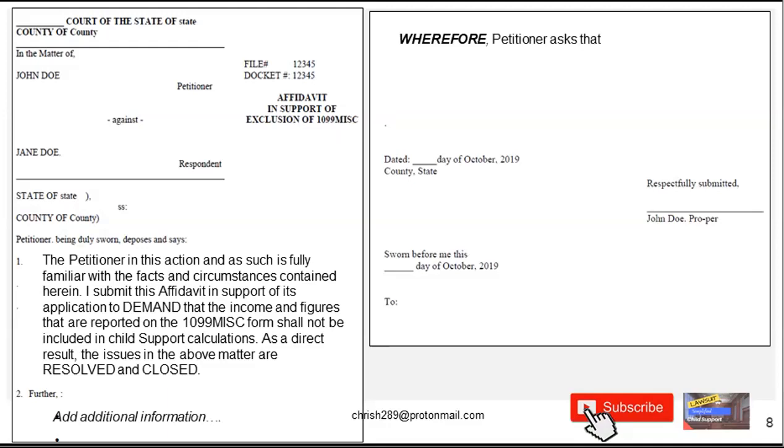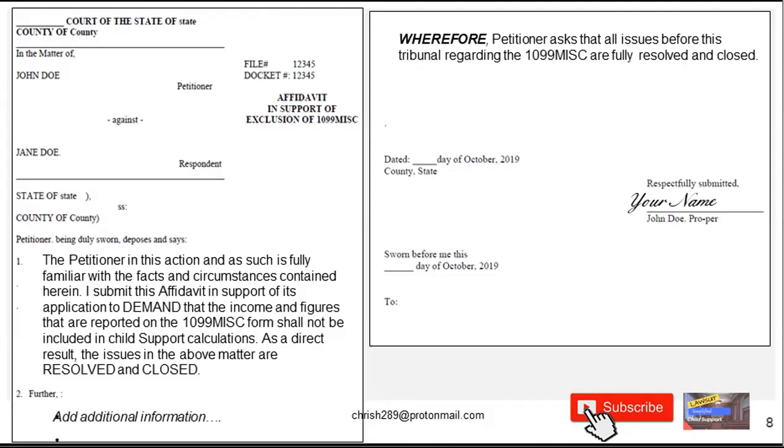Next, after you've included your information and everything about your case, you end the segment with, wherefore petitioner asks that all issues before this tribunal regarding the 1099 miscellaneous are fully resolved and closed. Then you would go ahead and put your signature. Once you've completed this document, you must have it notarized before serving it to the other party, as well as have it registered within the clerk's office. Again, all court documents or all tribunal documents must be notarized.